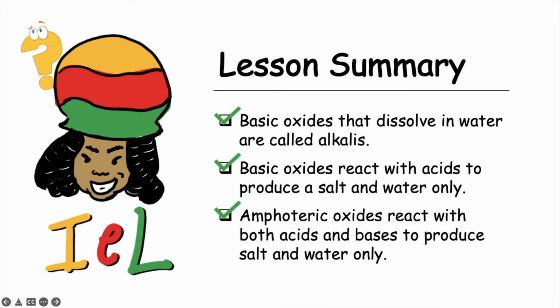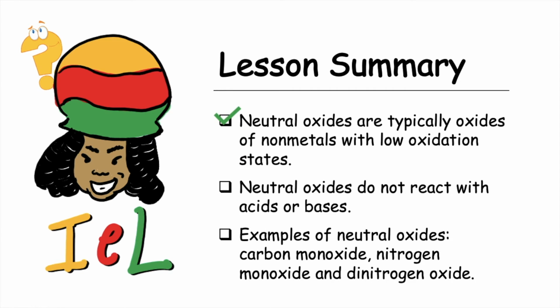Amphoteric oxides react with both acids and bases to produce salt and water only. Neutral oxides are typically oxides of nonmetals with low oxidation states. Neutral oxides do not react with acids or bases. Examples of neutral oxides include carbon monoxide, nitrogen monoxide, and dinitrogen oxide.